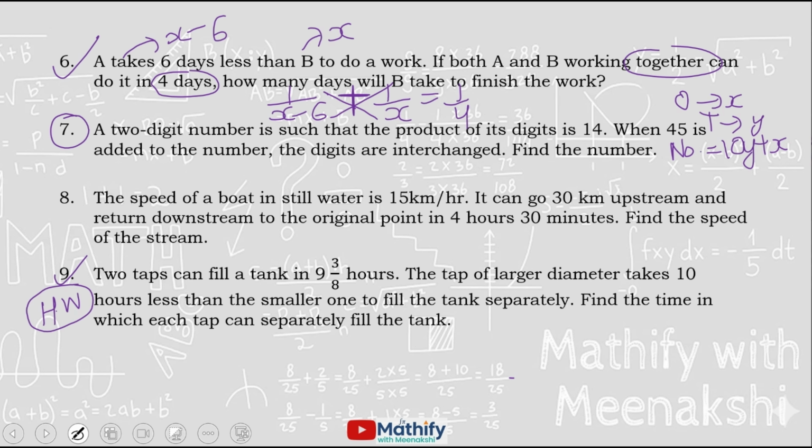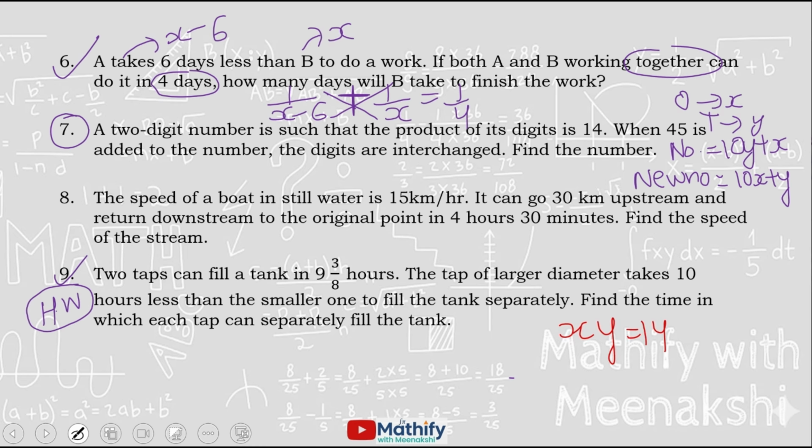The interchanged number, the new number, will be, because now your ones digit is y and tens digit is x, so the interchanged number is 10x plus y. Now let's see the equations. First they said the product of its digits is 14. The digits are x and y, so the first equation is x into y is 14.